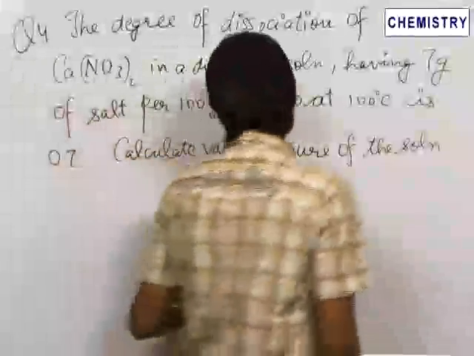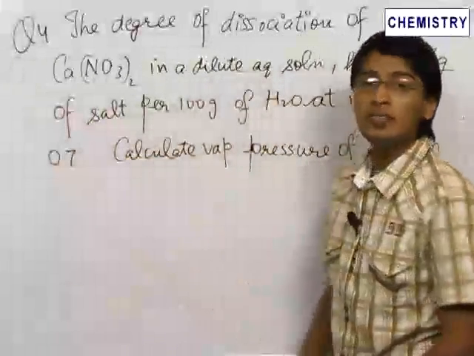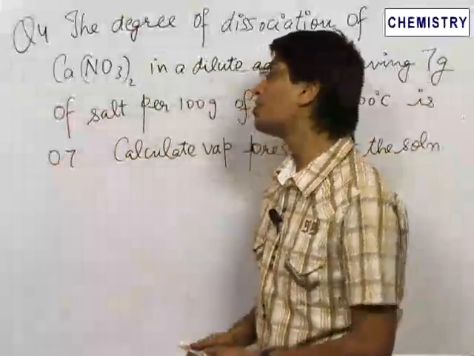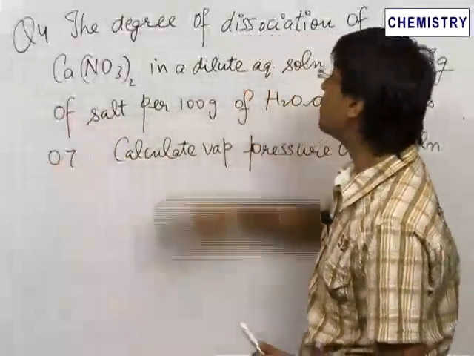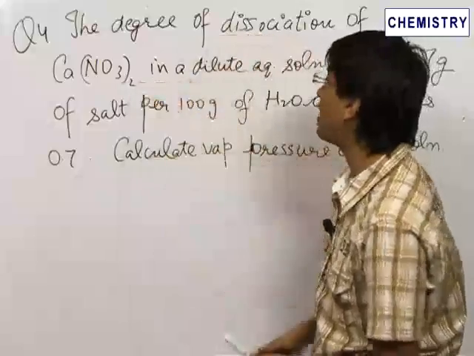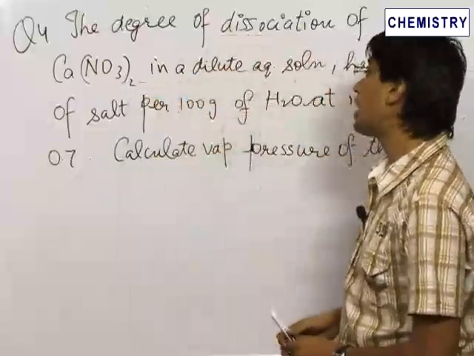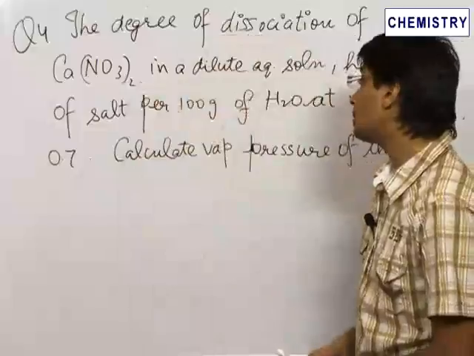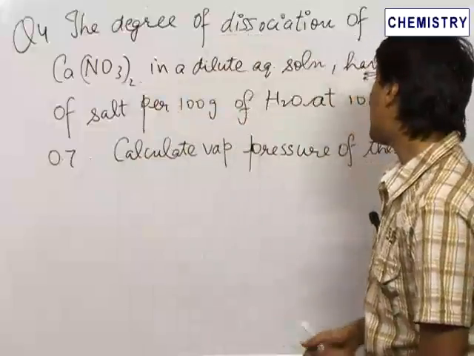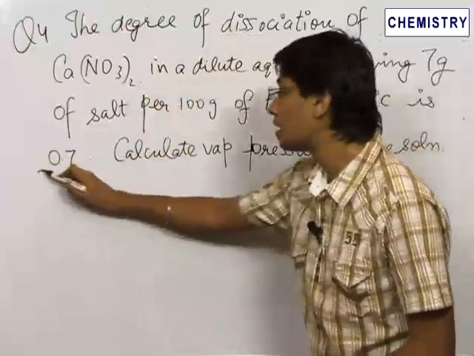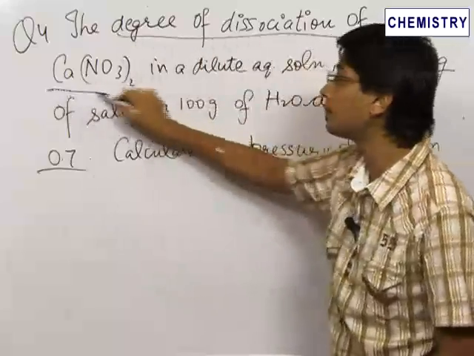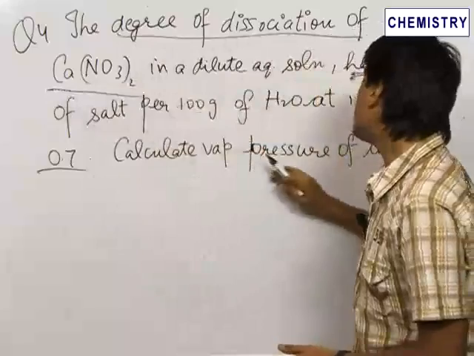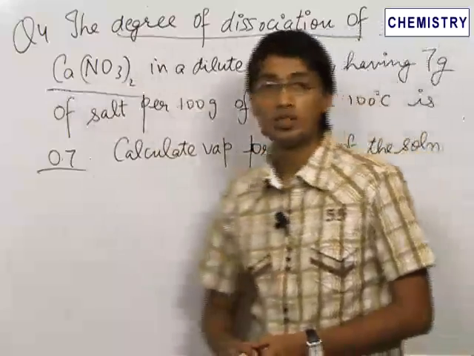The fourth problem which we have in hand is a very important problem because it is concerned with the Van 't Hoff factor. We are given that the degree of dissociation of calcium nitrate in a dilute aqueous solution having 7 grams of salt per 100 grams of water at 100 degrees Celsius is 0.7. This 0.7 is the degree of dissociation of calcium nitrate. We need to calculate the vapor pressure of the solution.